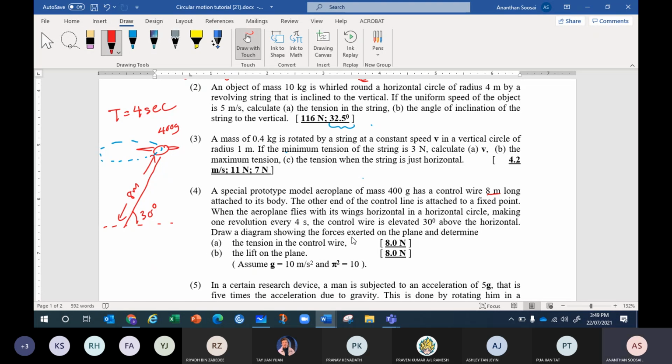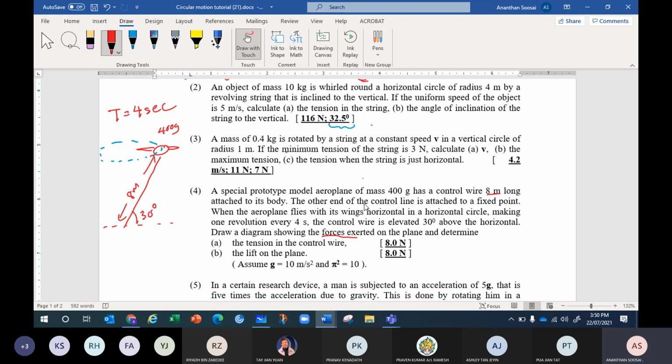Draw a diagram showing the forces. Can you draw what forces are exerted on the plane? Can you draw the free body diagram for the plane? And from there, work out how much the tension in the wire is and what the lift force on the plane is. Take g as 10 meters per second squared, and take pi squared also as 10.